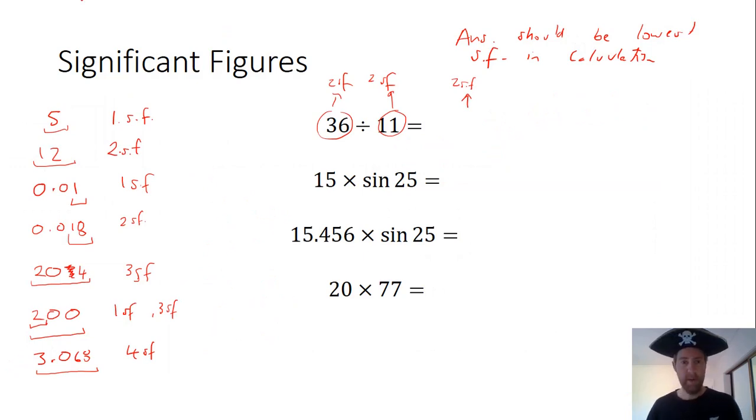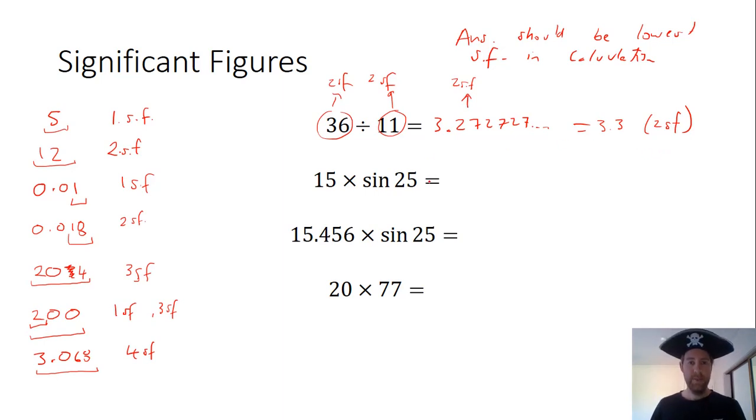So 36 divided by 11 is 3.2727 forever and ever. So if I want to write that in two significant figures, the first two are 3 and 2, but I've got to do the rounding. So my answer becomes 3.3, and I say it's to two significant figures, so we know we've done the rounding.